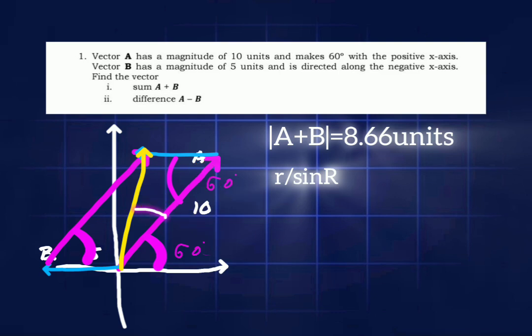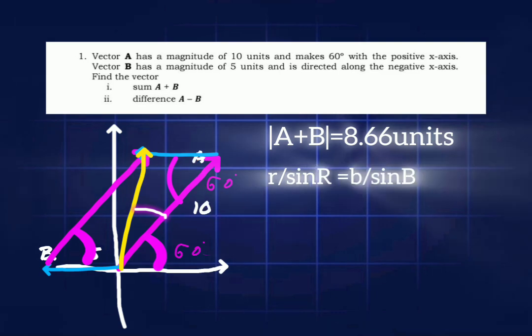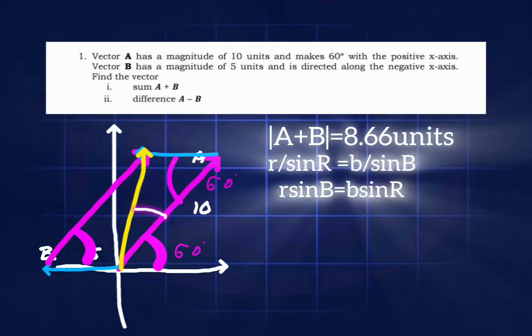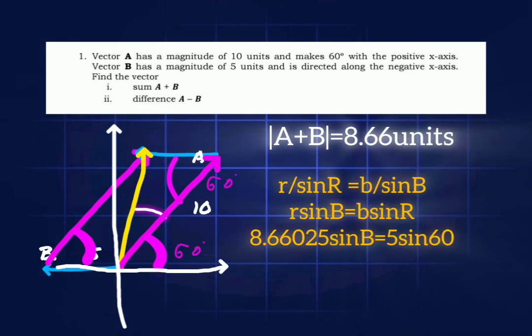Now for the other thing we want to find, this angle here, which is opposite to vector b, we use b over sine B. What we want to achieve is to find the angle B. So here we need to cross multiply. That's going to give us 8.66025 times sine B.